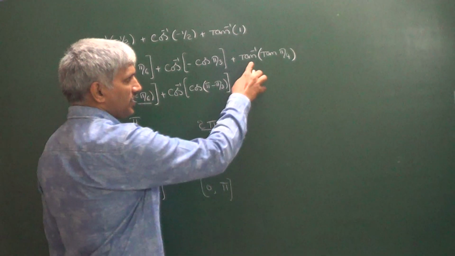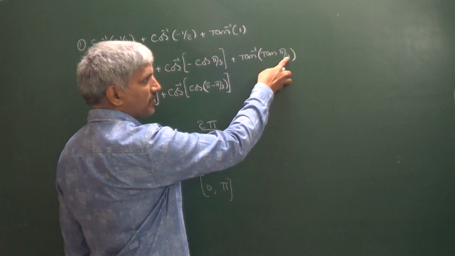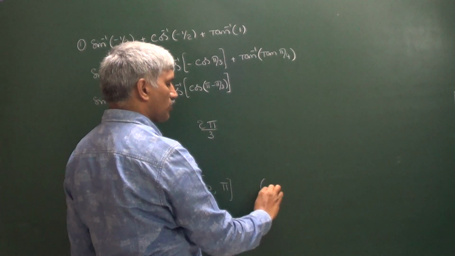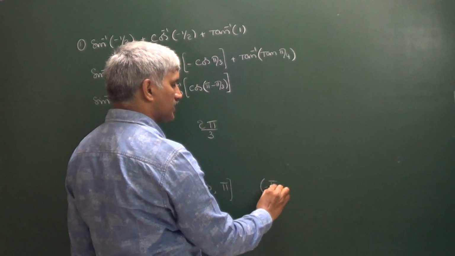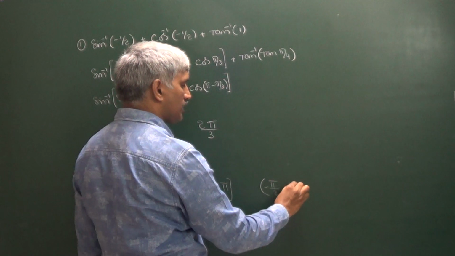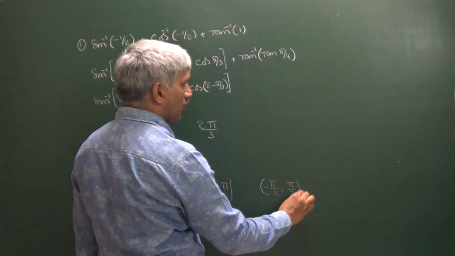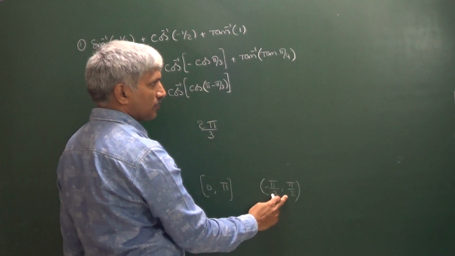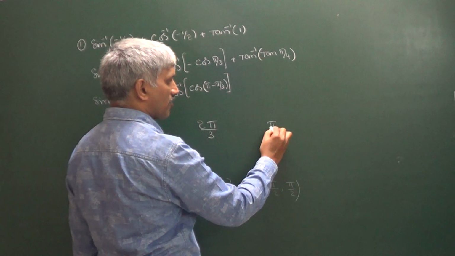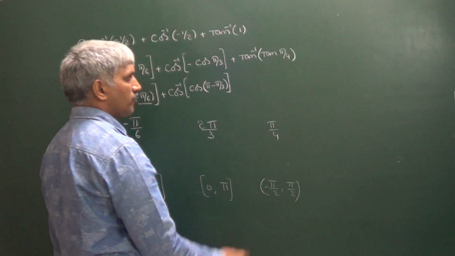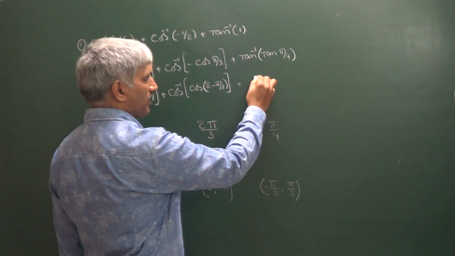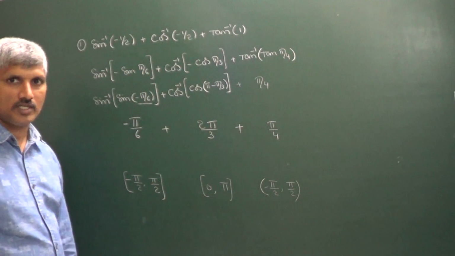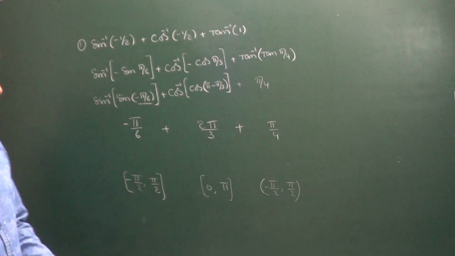And finally here, tan inverse of tan pi by 4. Tan inverse of tan theta: what is the principal branch for tan inverse? Minus pi by 2 to pi by 2, open interval. Now it is tan inverse of tan theta, and theta is there in this principal branch. That's why we can write this one as pi by 4. That means here you will get pi by 4. So this summation is going to be the answer. That is the way to answer a particular question.